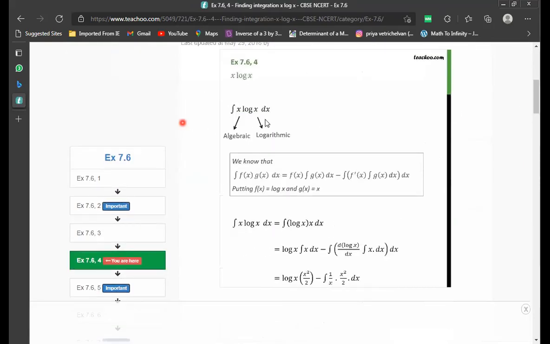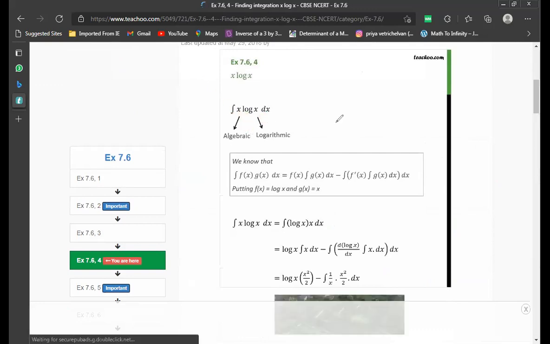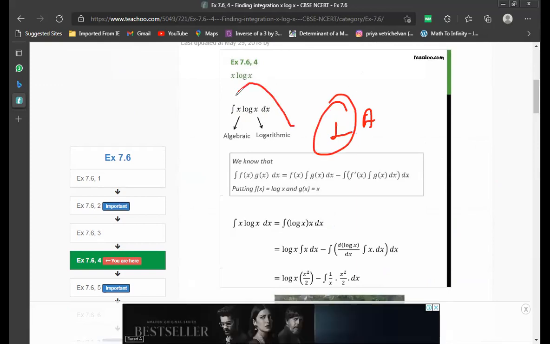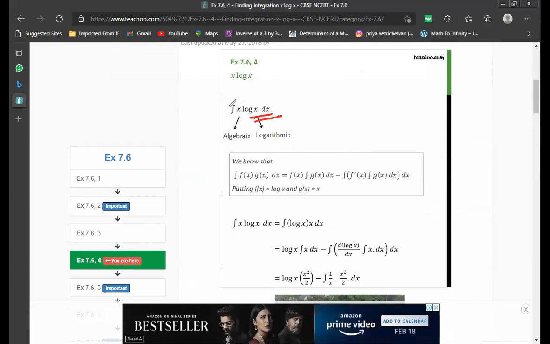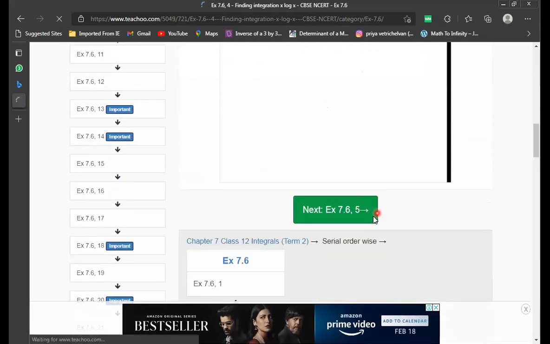This one also. According to ILATE, I-L-A, isn't it? So logarithmic function will come before algebraic. So you will choose log x as f of x, and g of x is going to be x. Clear? Yes, ma'am. Very clear.